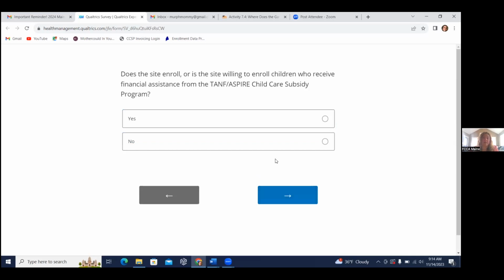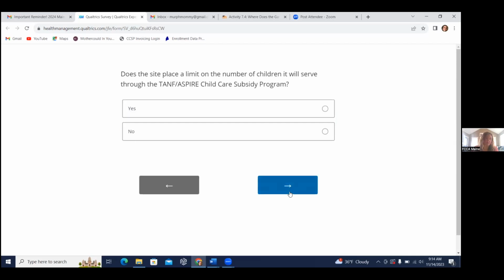Does this site enroll or is willing to receive financial aid from TANF and Aspire? Childcare will say yes. Do you know what the difference is between the TANF Aspire subsidy program and the OCFS subsidy program? So I believe, and I should know this better, that would be the foster care. Okay, let me look that up. Sorry, I don't know if I can answer that question properly, but we're going to say yes.